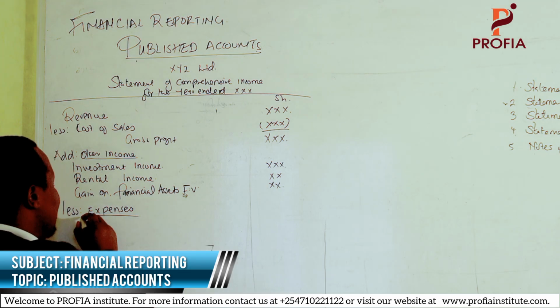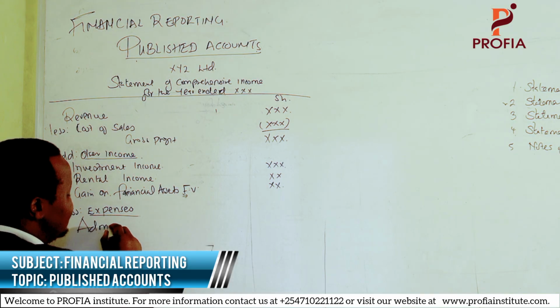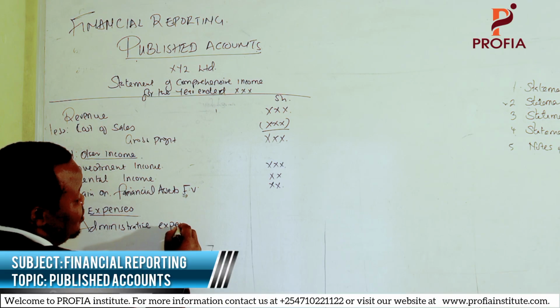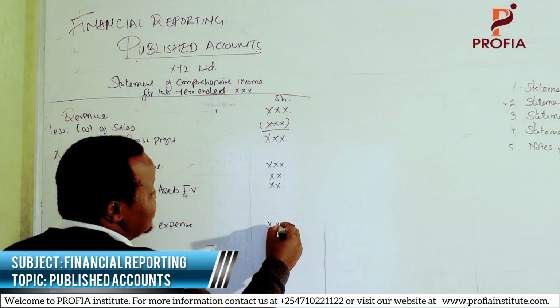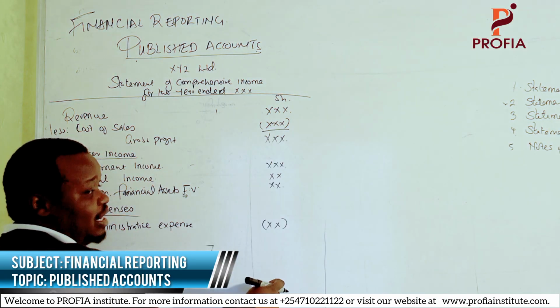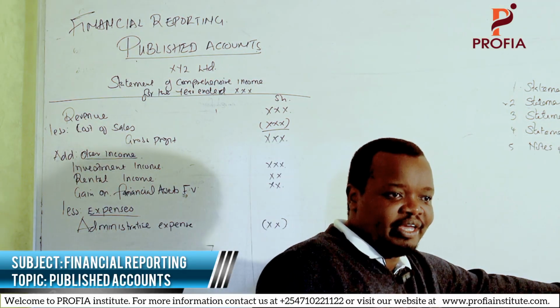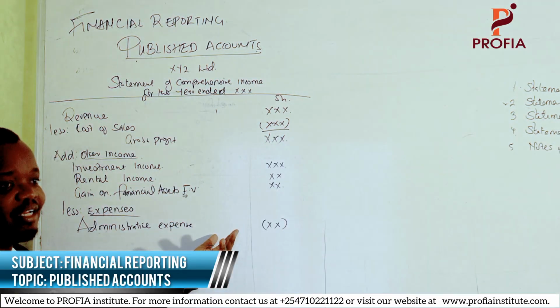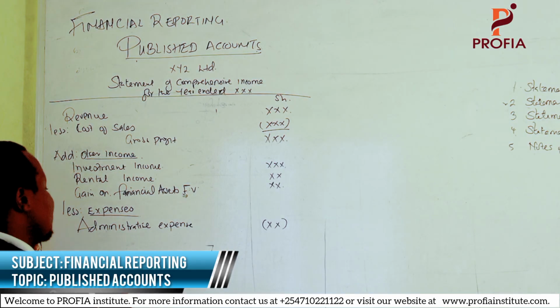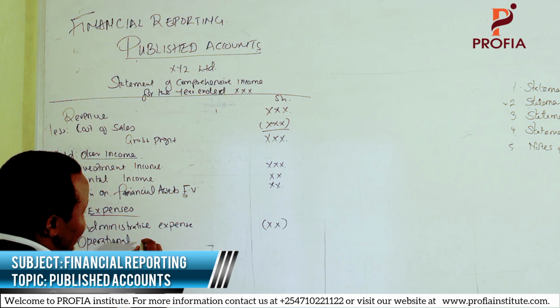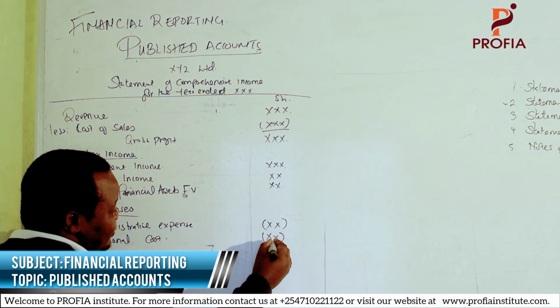For example, I will have administrative expense. So you can do your workings and you can see it is one column. You can do your workings, then tell me this is your administrative expense. Give me the figure here. So we can also have operational expense or cost, whichever. You can have it there.